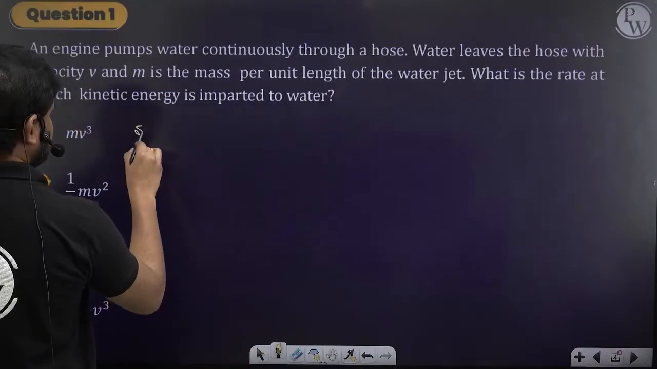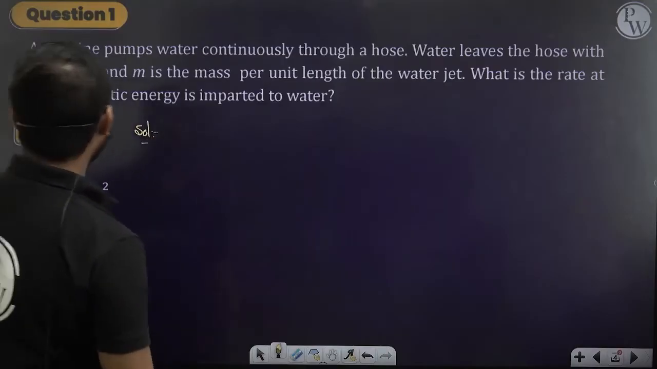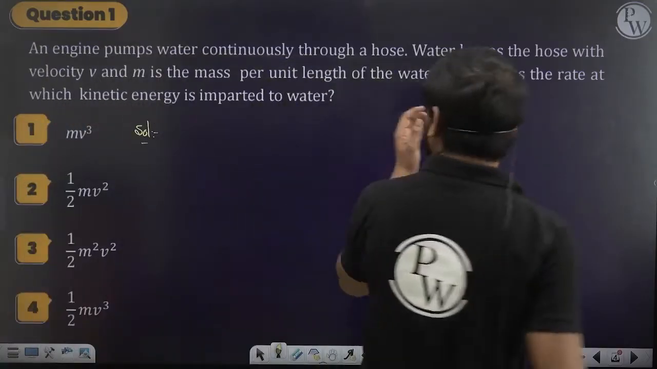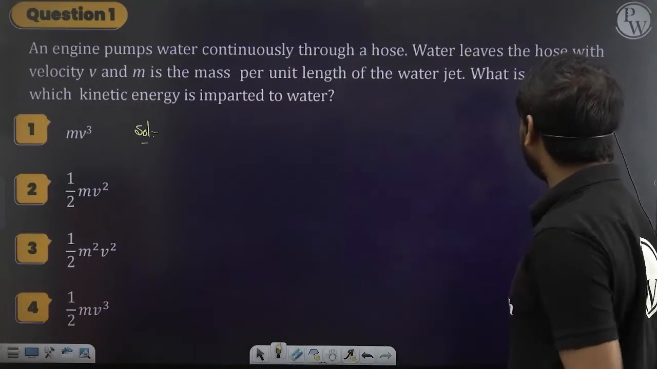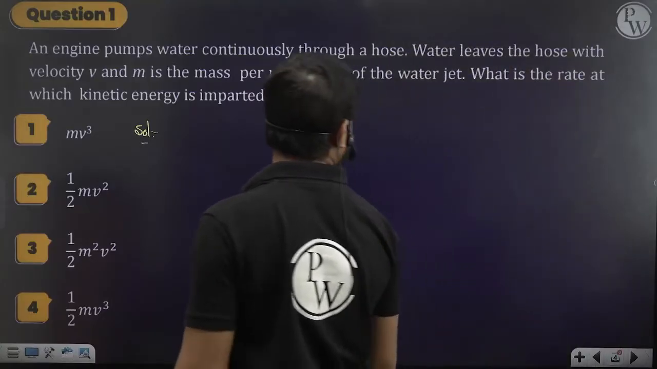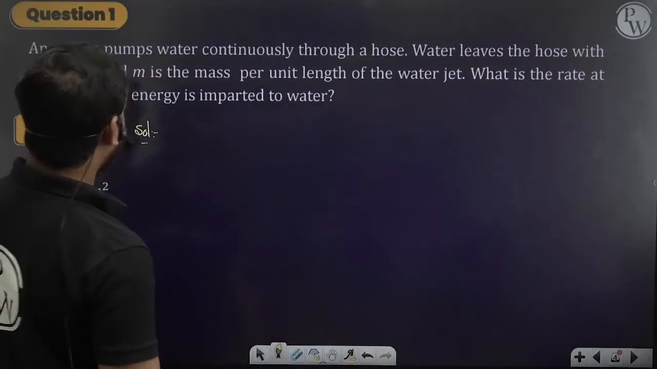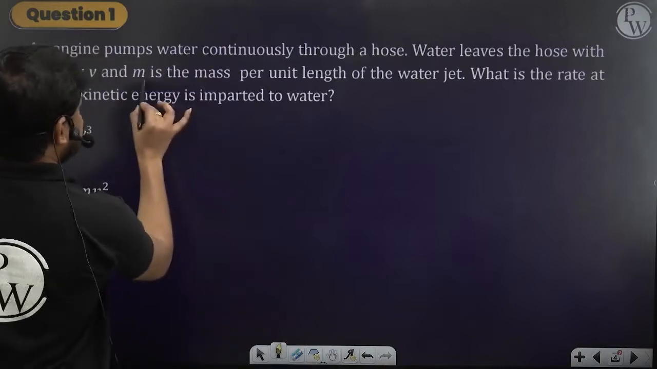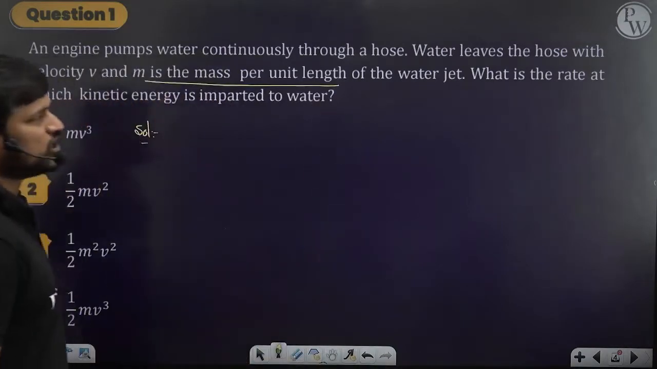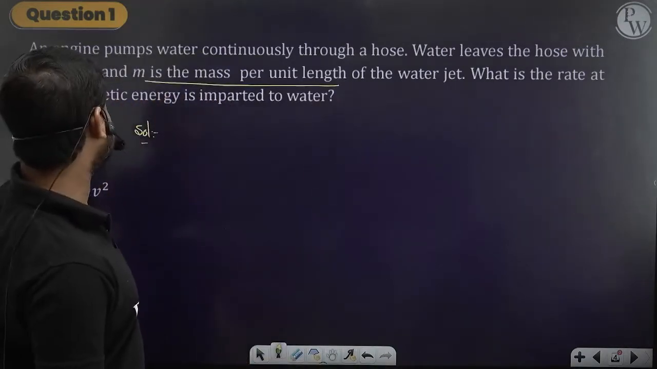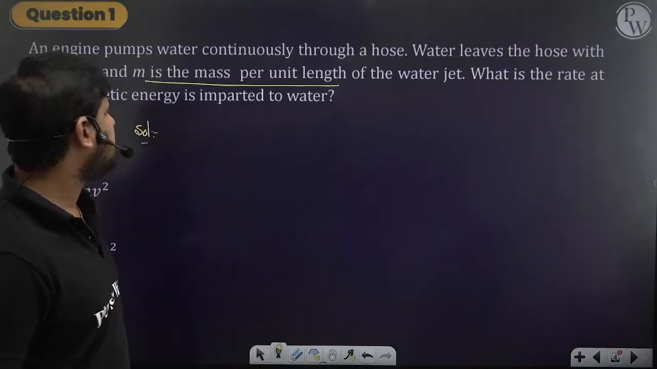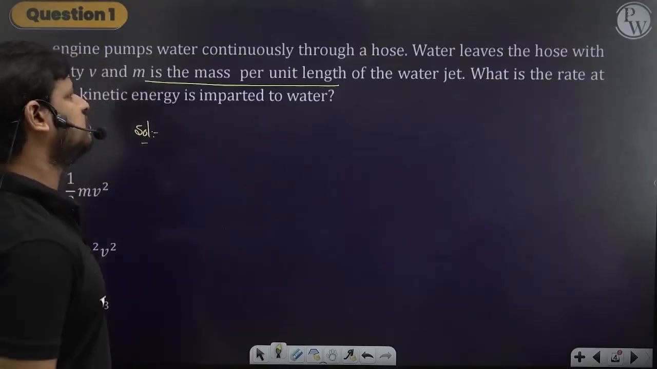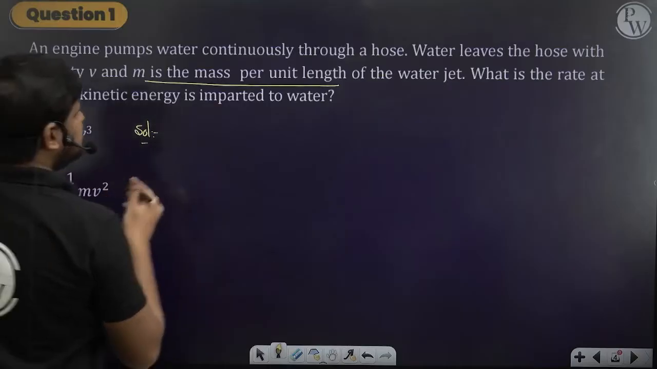Try this question. What does the question say? An engine pumps water continuously through a hose. Water leaves the hose with velocity v, and m is the mass per unit length of the water jet. So what is the rate at which the kinetic energy is imparted to the water? See here, what they are asking: the rate at which kinetic energy.